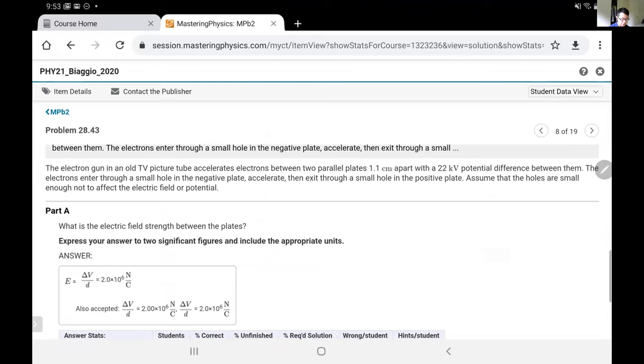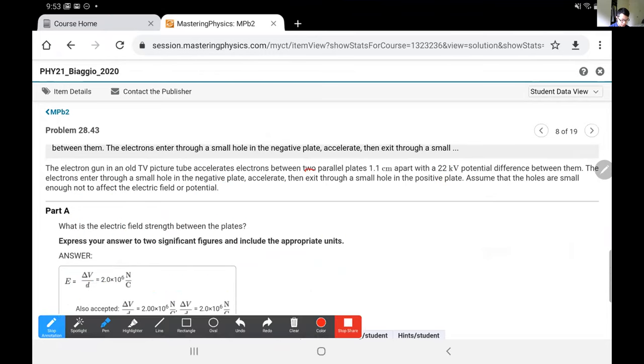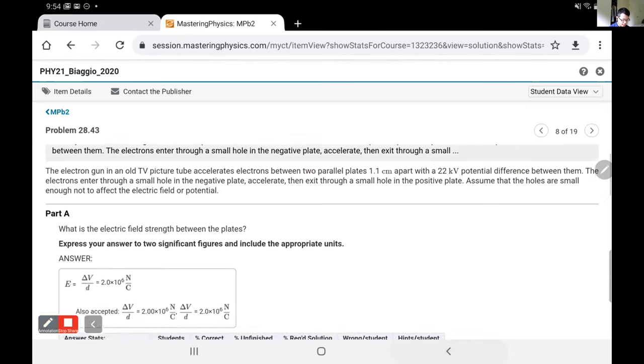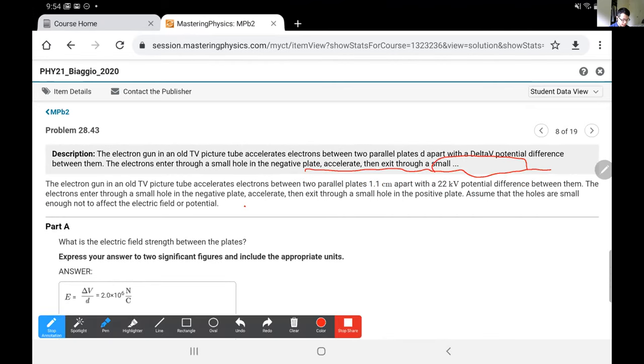The OTV has two parallel plates. The two parallel plates generate a very high voltage potential difference between them. The electric potential difference has another name, voltage.